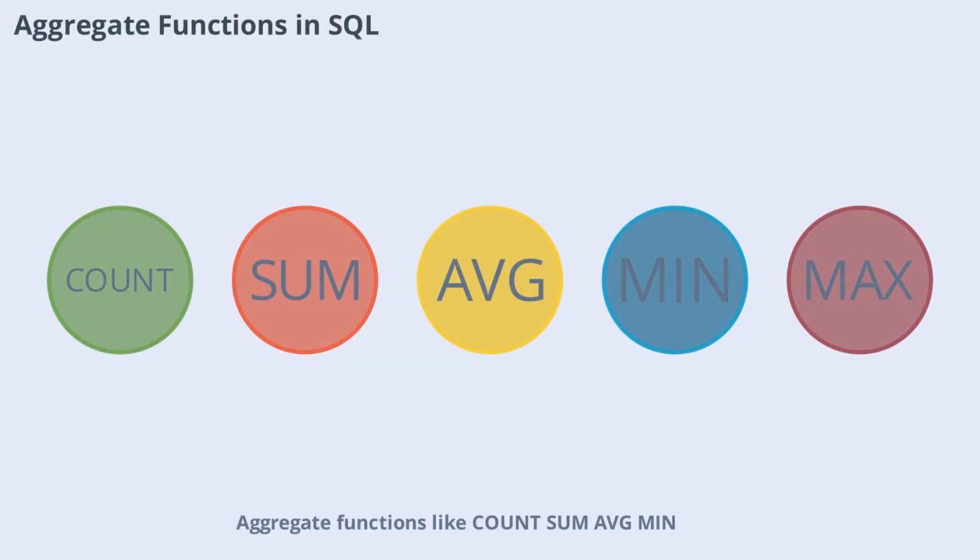Aggregate functions like COUNT, SUM, AVG, MIN, and MAX are used to perform calculations on sets of rows. They're essential for summarizing data, such as calculating total sales or average salaries. Interviewers often ask about these functions to test your ability to analyze and report data.